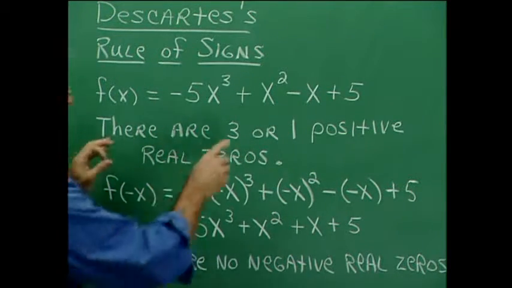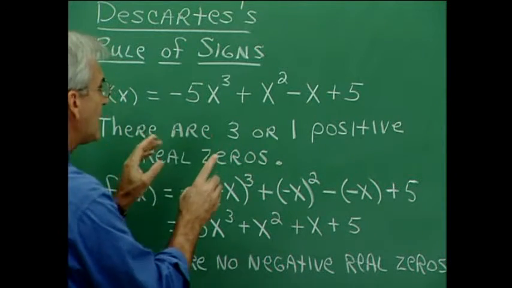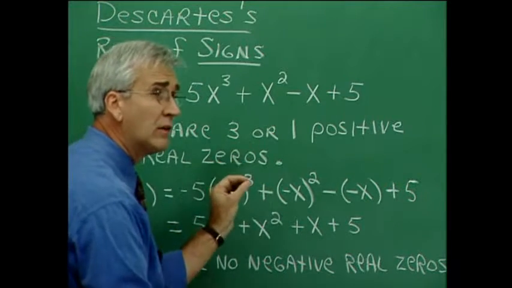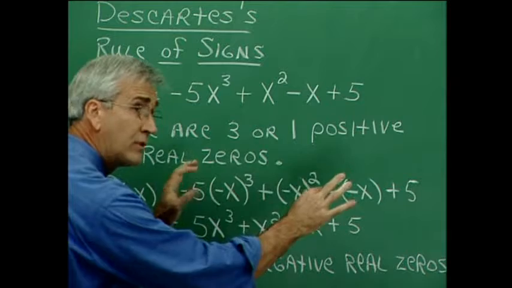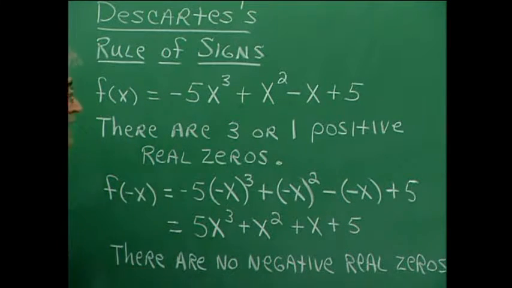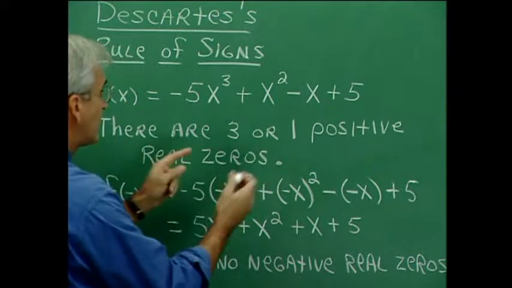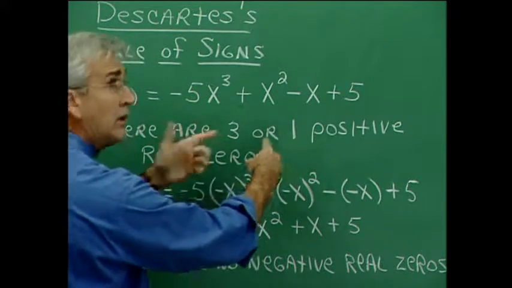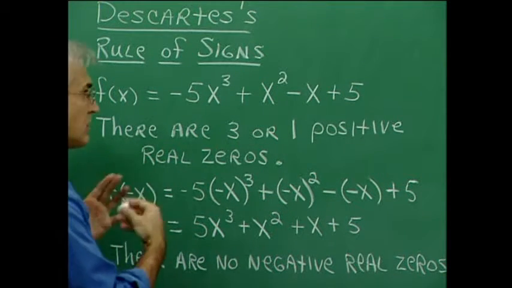This allows you, in certain situations, to realize that if there's 3 or 1, then there is at least one real zero, and that means a real x-intercept, a real crossing of the x-axis. So graphically, we would look for a crossing, and there is either 3 crossings or 1 crossing in the graph of this function. So it tells us those kinds of things.